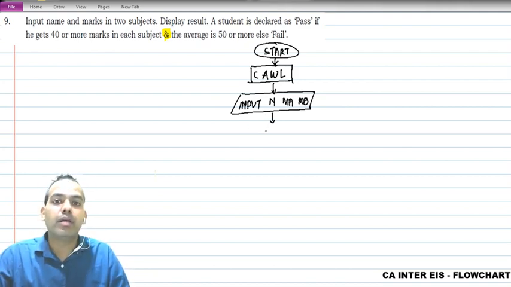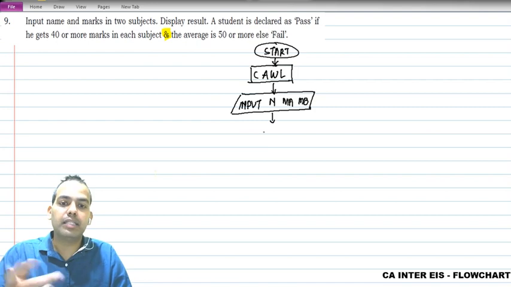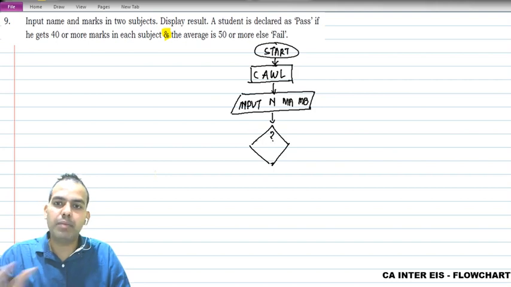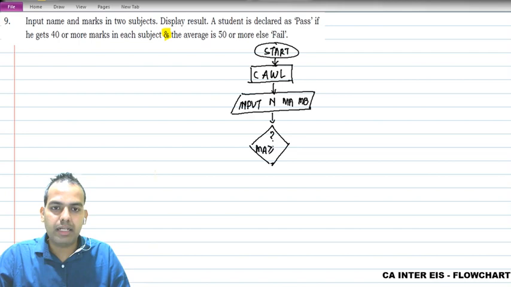Now what will we do? We need 40 marks in each subject, then only you are passed. This time I'll make it a little different so that you can understand it can be made in n number of ways. So let's have MA greater than or equal to 40. If the answer is yes, then only you should check the other one. Otherwise the student will directly fail. So that was MA. Now this is MB.